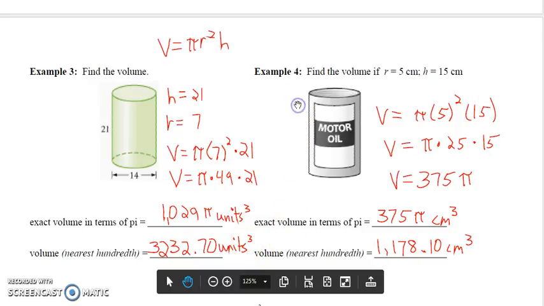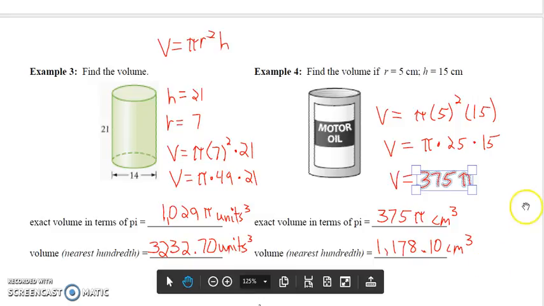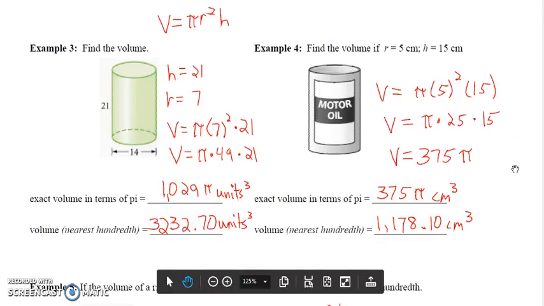For number 4, they told me the radius is 5 and the height is 15, so I just substitute those numbers in. Exact answer keeps the pi. Rounded, I do this times pi, and I get this. And this one, they told me centimeters, so it's centimeters cubed.